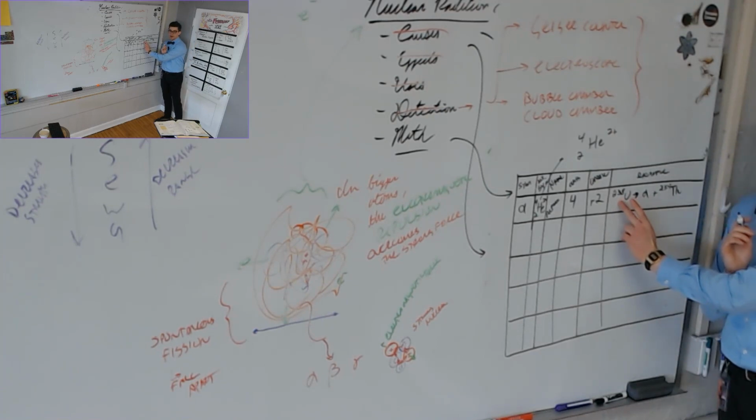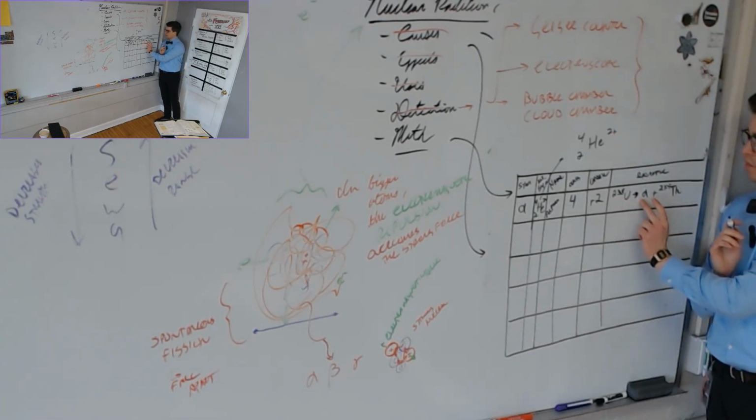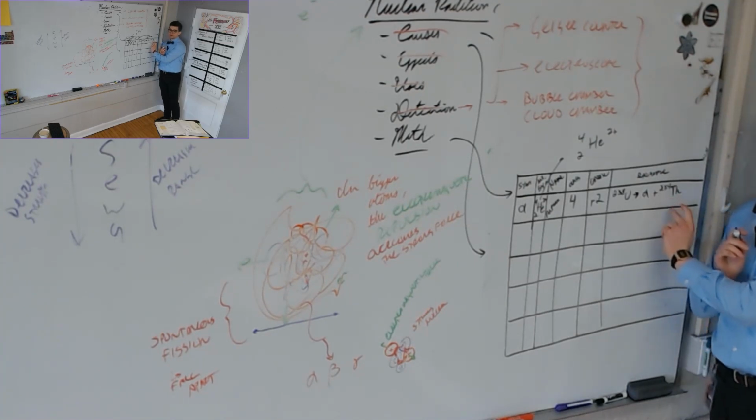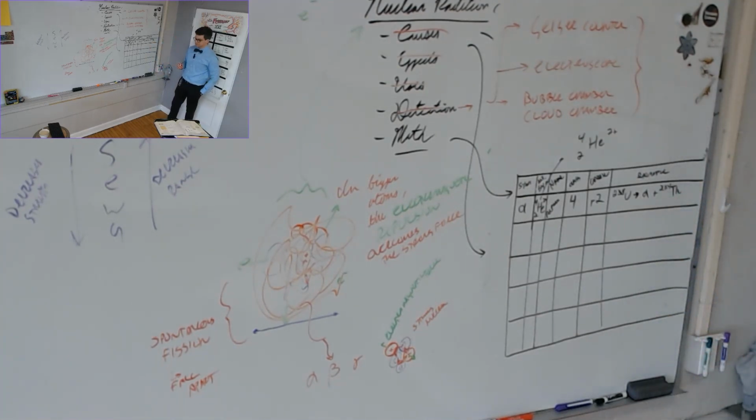So this is how we do these kind of problems. We start with some isotope, we're told the decay mode, and then we subtract that decay mode from the mass and the protons of the isotope.